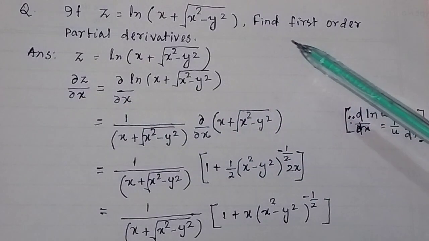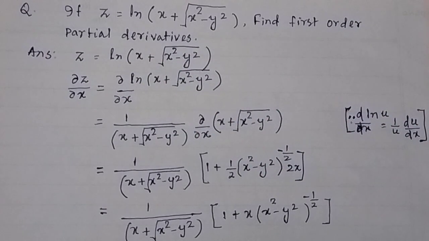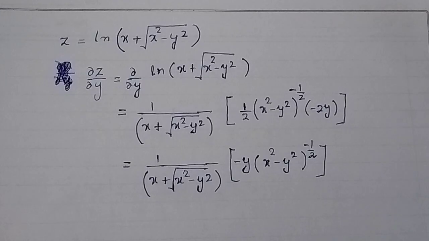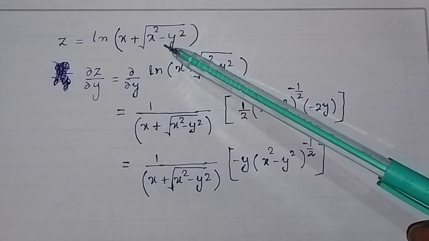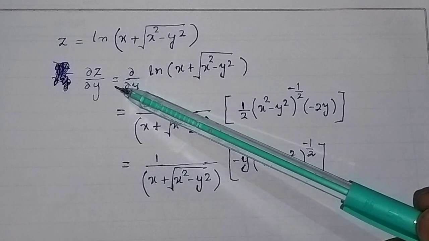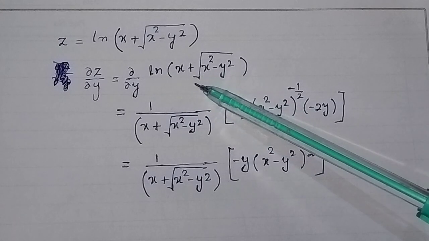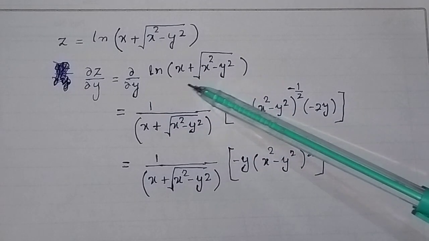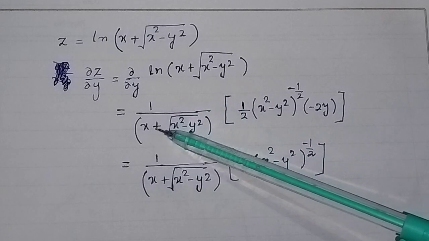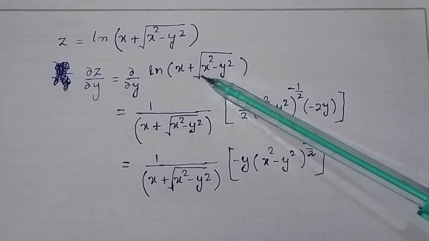Similarly, we can find out the first order partial derivative of the function z with respect to y. To find the partial derivative of the function z with respect to y, here z is the logarithmic function log of x plus square root of x square minus y square, then partial derivative of z with respect to y is equal to partial derivative of log of x plus square root of x square minus y square with respect to y. Then you use the same formula, the derivative of a logarithmic function, that is 1 by x plus square root of x square minus y square, and derivative of this with respect to y.